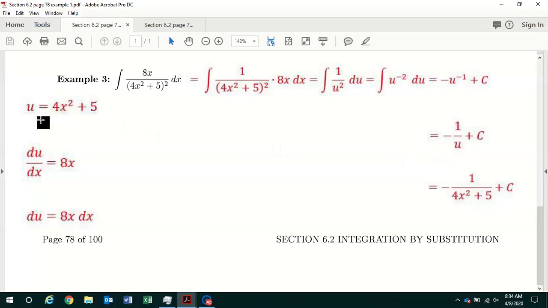And now we replace u with what it's equal to. It's equal to 4x squared plus 5. And so this is equal to the negative of 1 over (4x squared plus 5) plus the arbitrary constant c. So the antiderivative of this function is equal to the negative of 1 over (4x squared plus 5) plus the arbitrary constant c. This is the final answer.